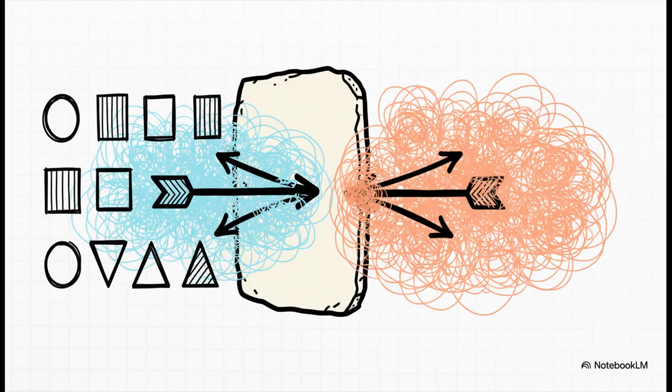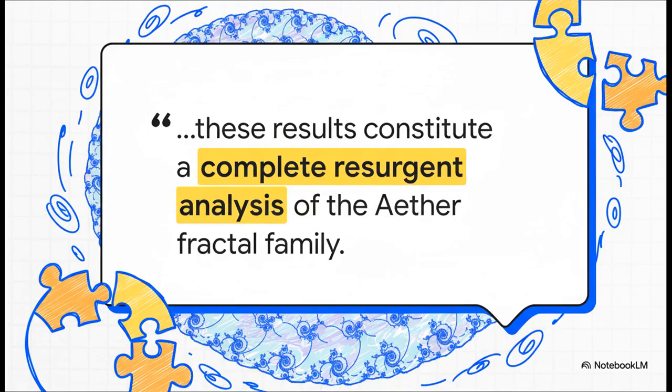A great way to think about it is like finding a Rosetta Stone for math. It literally lets you translate between the simple language of stability and the complex language of chaos. Once you have that key, you can finally understand the entire story of the fractal, from its quiet beginning all the way to its chaotic end. And that is exactly what this paper concludes. I mean, to use their own words, these findings give us a complete resurgent analysis of the Aether Fractal family. This isn't just about finding one more piece of the puzzle. No, this is like finding the picture on the front of the box.